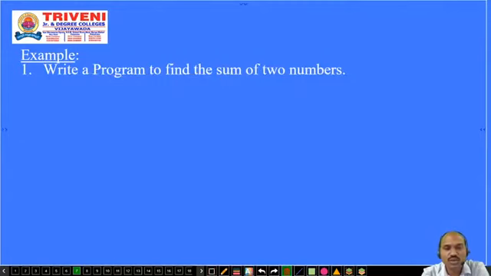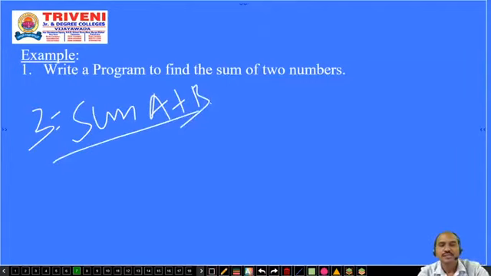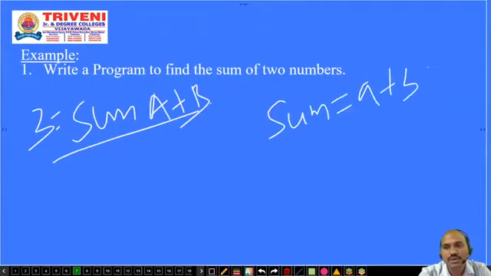Then the next statement, the third statement, is sum equals a plus b. This is the calculation step. Just as we calculate mathematical equations on a calculator, the same way we apply it here: sum equals a plus b, and a semicolon. We have completed the sum, which means the calculation is completed.